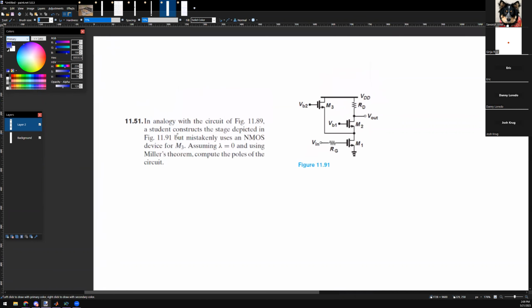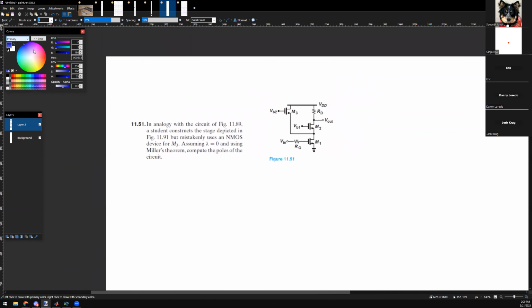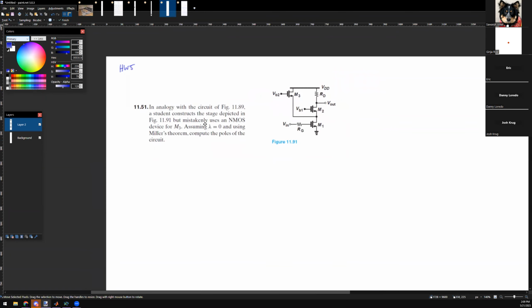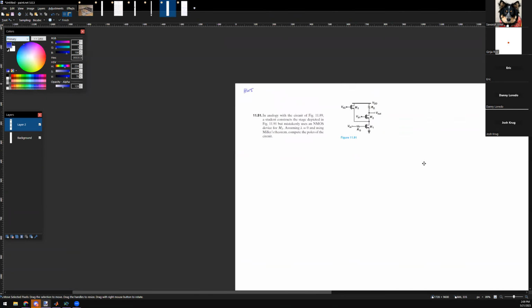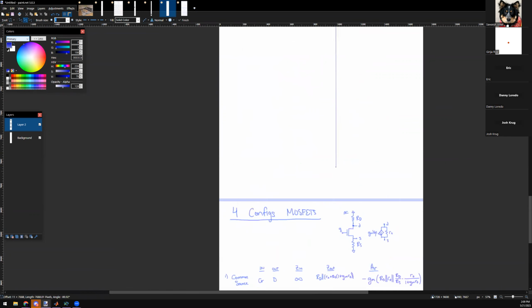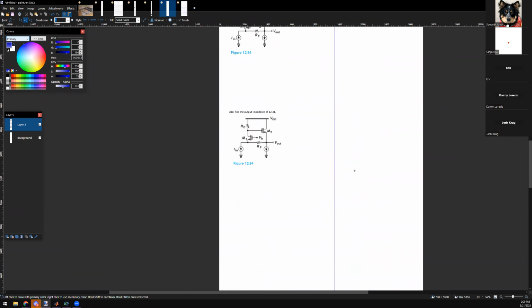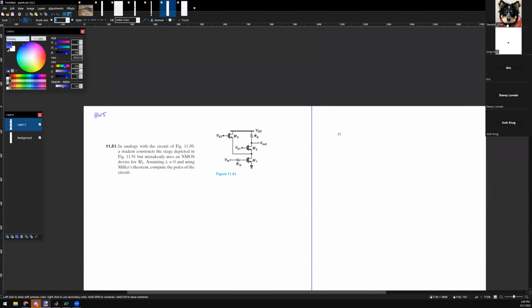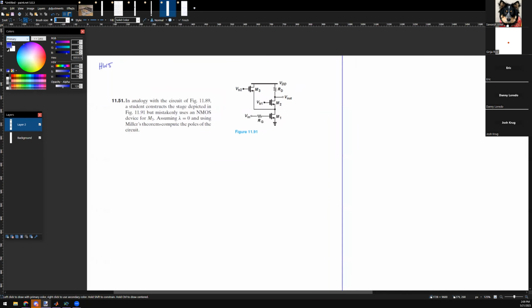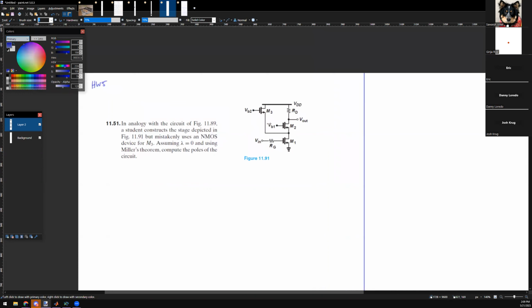Perfect. All right. From homework 5, we have question 11.51. I'm going to have the right hand side be just some overall concepts that you can take away. Okay, let me start. Did I start there? Okay, I did. Yes, you did.